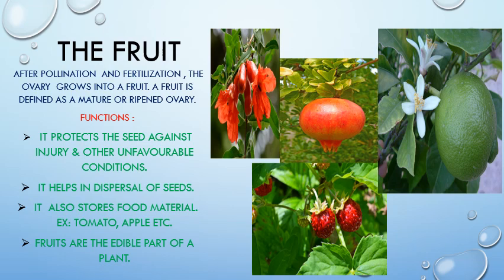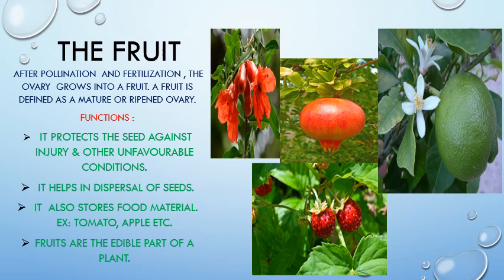See, in the picture on the right you can see a beautiful flower which is growing into a fruit. See here, children, you can see the first picture. This is a pomegranate flower which is growing into a fruit. So this is a pomegranate fruit, and here you can see the sweet lime fruit which has grown from a flower, and here you can see beautiful strawberries. Right, children? So it protects the seed against injury and other unfavorable conditions, and not only that, it even helps in the dispersal of the seeds. The fruit sometimes breaks, and the seeds present in it get dispersed.